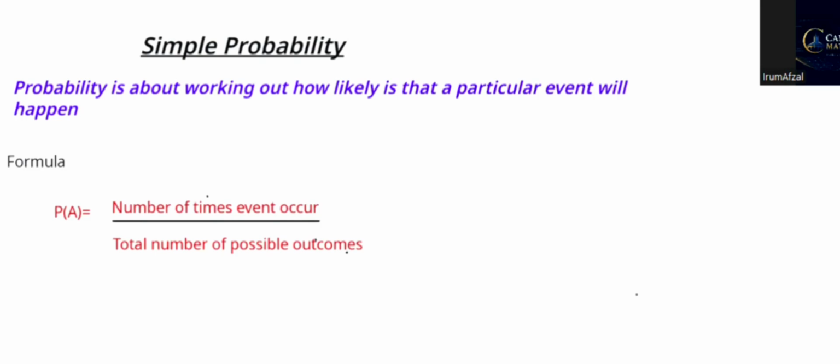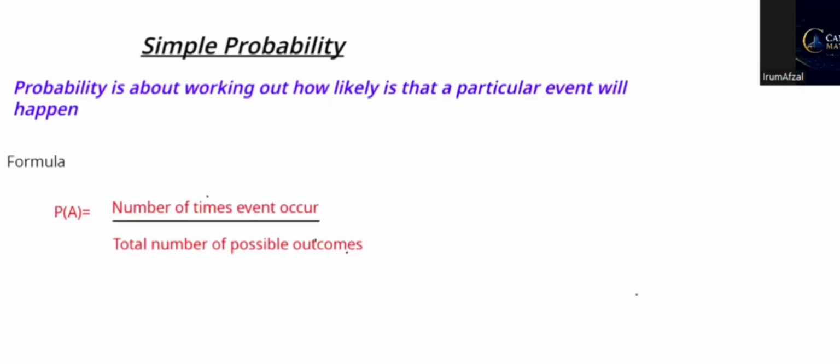So probability is about working out how likely it is that a particular event will happen. If we want to check how likely a particular event is to happen, we will work through the probability. For example, with flights, they can usually predict with a great deal of accuracy how likely it is that a certain number of passengers will fail to arrive. So they will use this term probability.